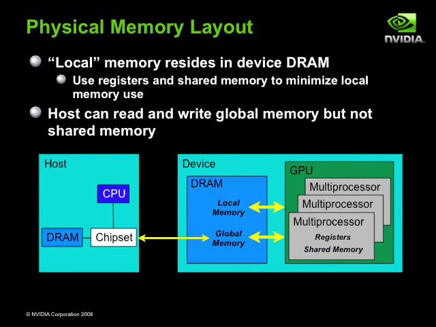The physical layout of various memories is shown on this slide. On the chip, we have the fast register and shared memories. In device DRAM are the local and global memories. Local memory is local in scope. It is local to a thread, but physically it resides in the device DRAM. From a performance perspective, one wants to leverage register and shared memory in order to minimize use of local and global memory. One should note that data transfers to and from the host go through global memory only. An application cannot read or write to shared memory directly.